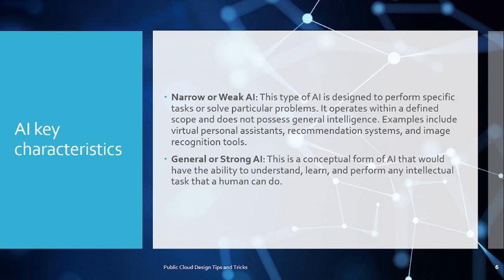The weak AIs are very specific to solve a particular problem. You can think about examples like virtual personal assistants, recommendation systems, image recognition tools. These are all weak AI solutions. But strong AI is the conceptual form of AI that would have the ability to understand, learn and perform any intellectual task that a human can do. These days strong AIs are being interpreted as generative AI solutions, where you give human intelligence to the systems, and they will interpret the data as input the way you train them. So that is the form of strong AI.